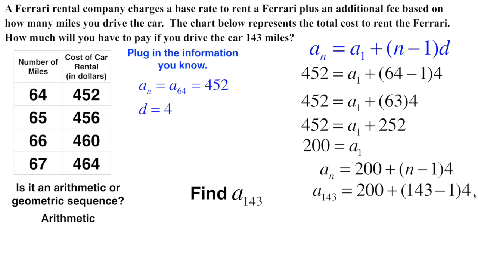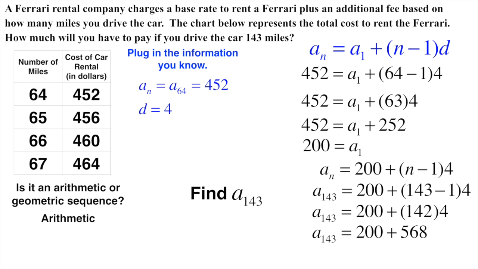So now I just kind of simplify what's on the right-hand side. I've got 143 minus 1 would give me 142. 142 times 4 would give me 568. So then I just simply add these two together. 568 plus 200 is 768. So if I rented this Ferrari and I drove 143 miles, it would cost me $768. Remember, when you're typing it into the online system, that you do not include labels with it at all, so just 768 would suffice.